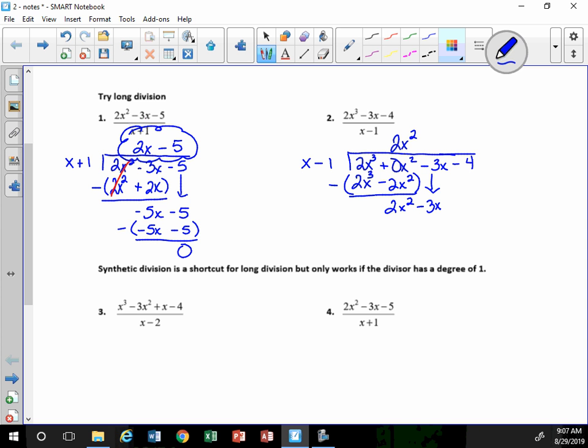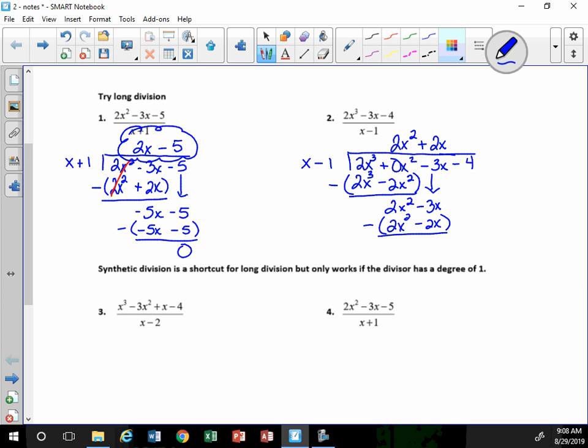Okay, and I saw a few of you that got here, and then you're like, great, now what? I don't know what to do. You just repeat that process with your new set of numbers down here. What do I take x times to get 2x squared? It's 2x. So I'm going to write up here plus 2x. Okay. I multiply again. So I'm going to get 2x squared minus 2x. Again, so many negatives. All right, 2x squared minus 2x squared, gone, we're good.